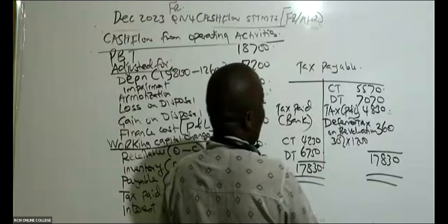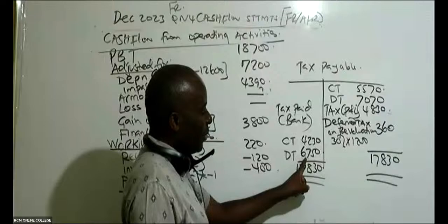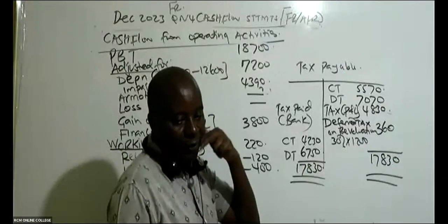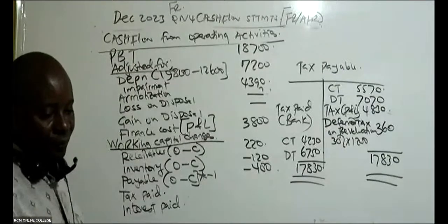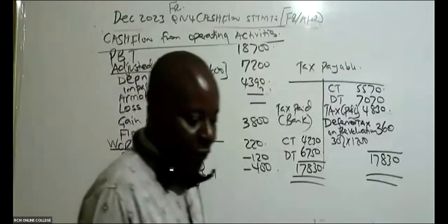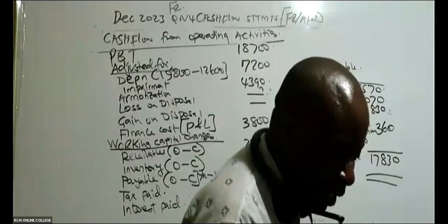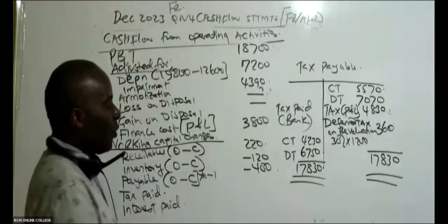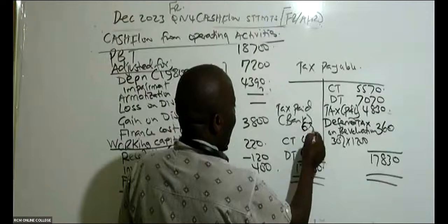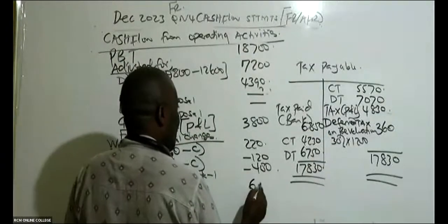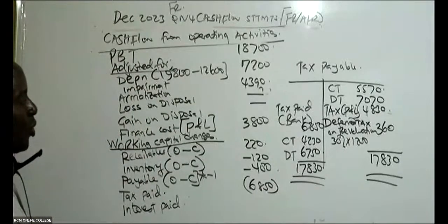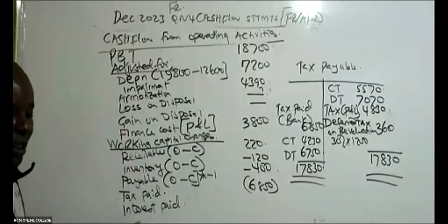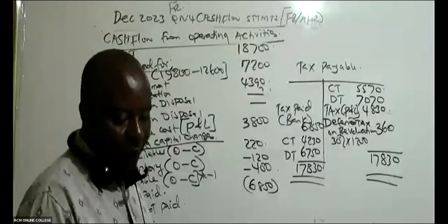It will be 17830 minus 6740 minus 4230. They are getting a figure of 6850. It's tax paid, so since it's paid, of course, you put this in brackets or negative. And then you'll be able to go to the interest paid.